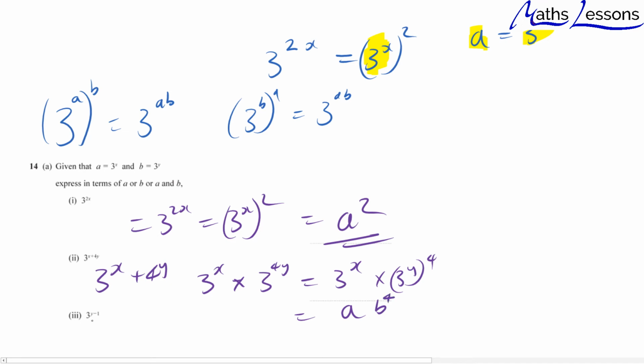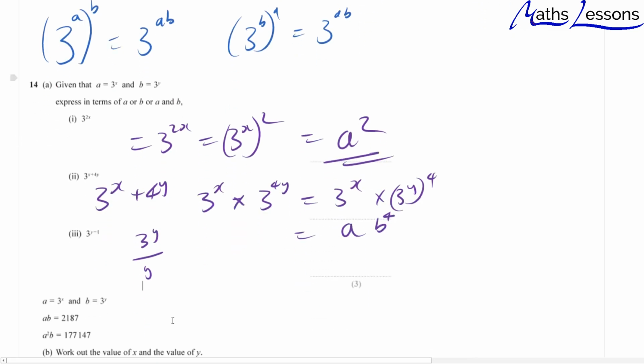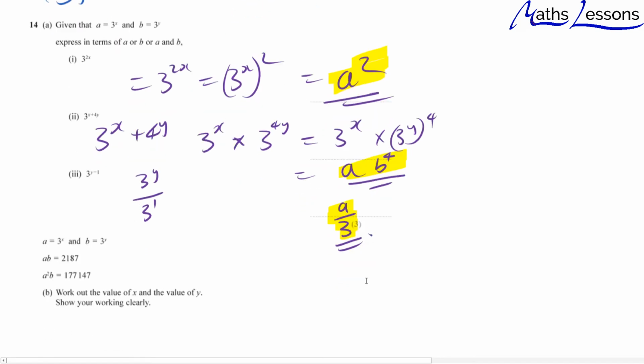Now you've got 3 to the y minus 1. So that's the same as 3 to the y divided by 3 to the 1. When you take away, you divide the indices. That's just b over 3 to the 1, which is just b over 3. So those are the final answers: a squared, ab to the 4, and b over 3.